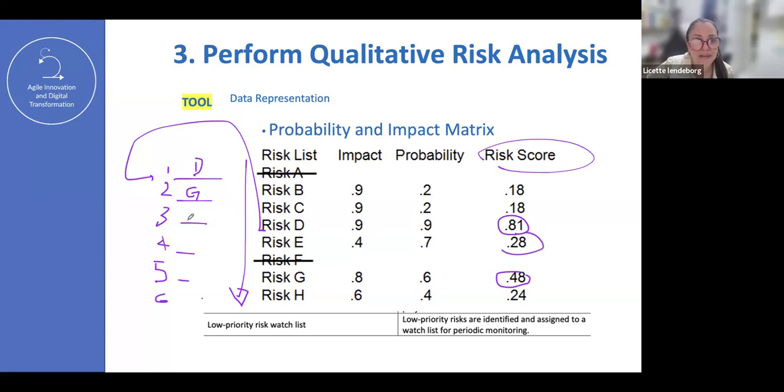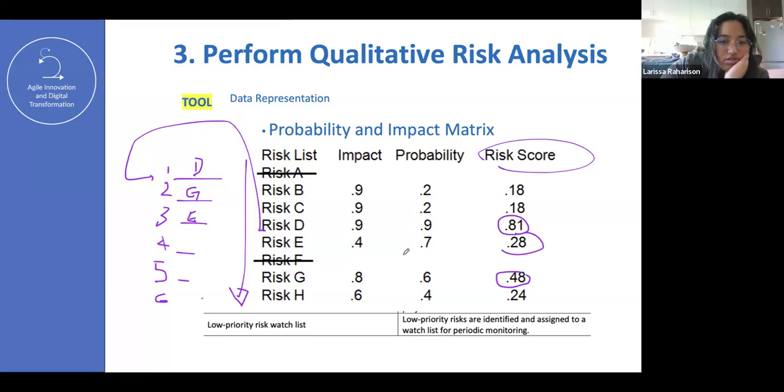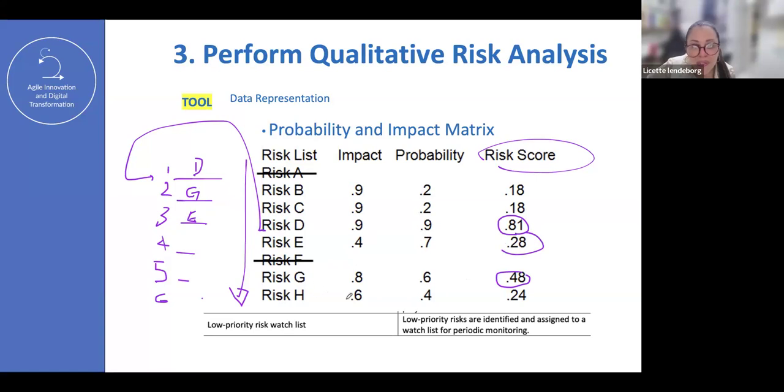28. Yes. Okay. Miss Larissa, Mr. George. Anyone else? Next one. After E will be risk H. Let me check. H is 24. Yes, H. And what happened with the next two?